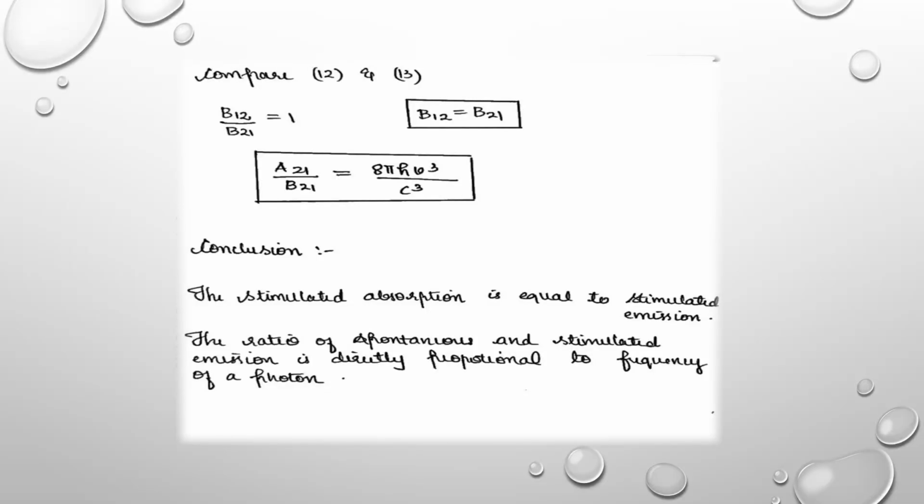So in conclusion, we get that stimulated absorption is equal to stimulated emission, and the ratio of spontaneous to stimulated emission is directly proportional to the frequency of the photon. That's all about the relation between A and B coefficients.